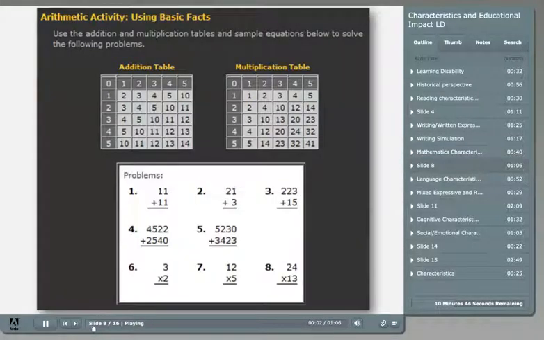Now let's take a look at a task designed to simulate a learning disability associated with mathematics. This task requires you to use the addition or multiplication table to answer the problems. Take a minute to see if you can get the answers without using calculators. The goal is to use the tables provided.